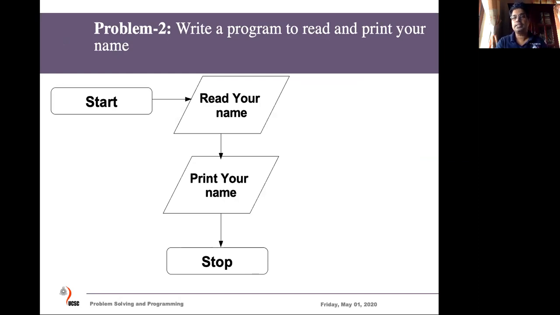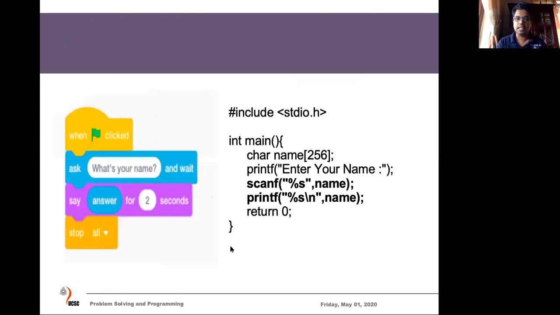Now you remember the second problem we discussed in the first session: write a program to read and print your name. The flowchart is: start the program, read the name, print the name, and stop. Input, output, stop. We used Scratch in the first lecture to do that. So how do you do it in C?